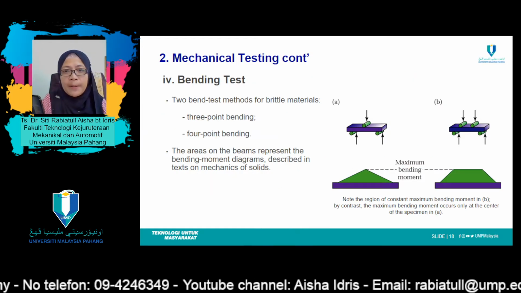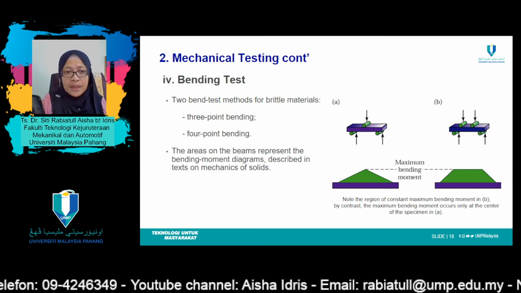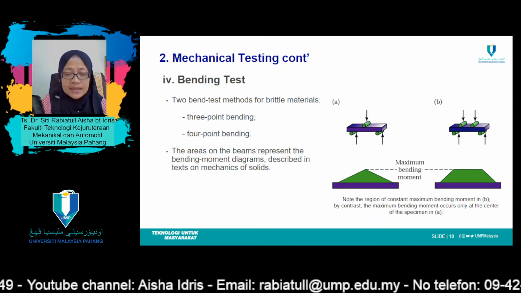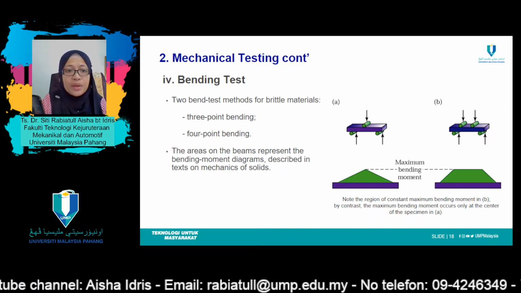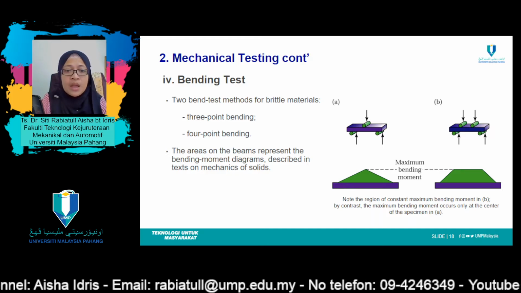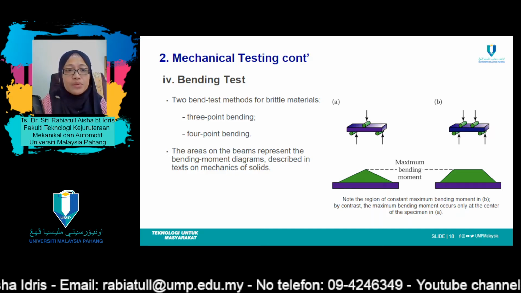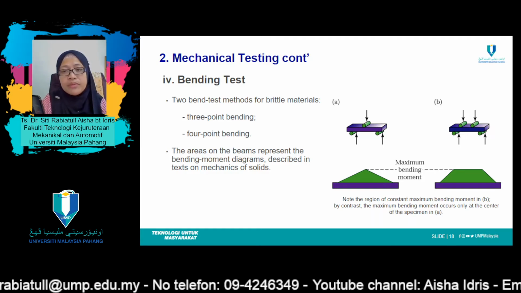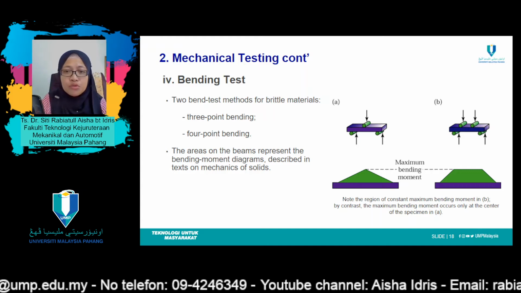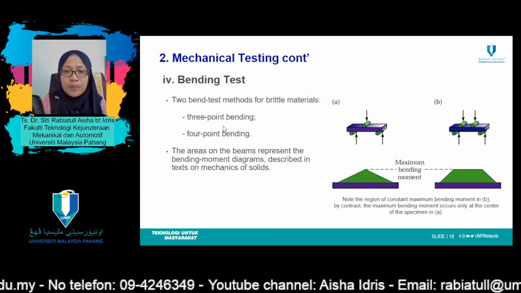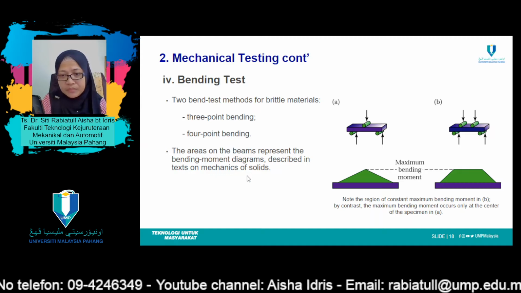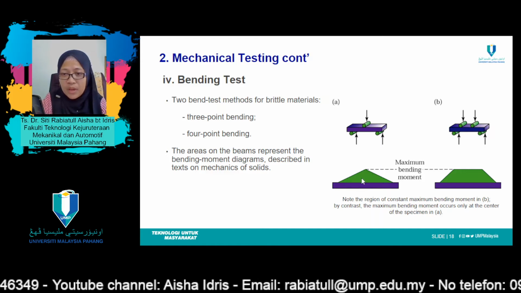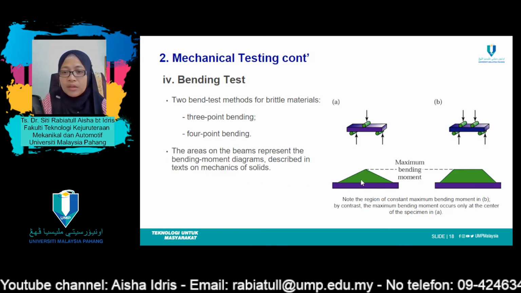Number 4 is bending testing. Bending test is a method of testing materials for their bending strength and other important properties. This testing is used for plastic, fiber reinforced plastic, metals, and ceramic materials. It can be divided into two, which is 3-point bending and 4-point bending. The area on a beam represents the bending moment diagram. Describe this one.